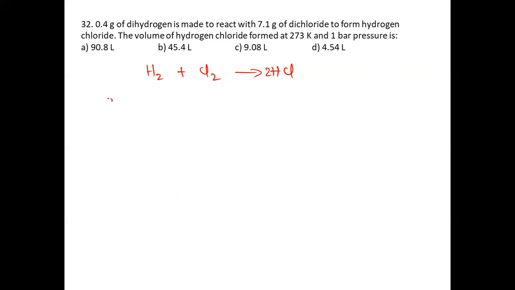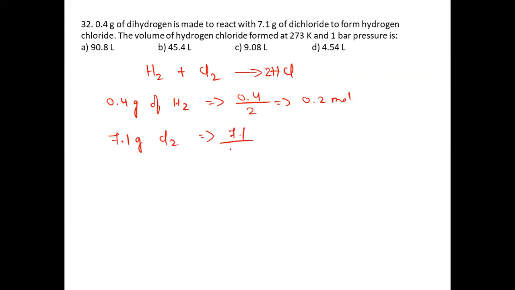Then according to the question, 0.4 gram of dihydrogen reacts with, let me calculate the moles of dihydrogen. It's 0.4 divided by the molar mass of hydrogen, which is 2. So 0.4 by 2 gives 0.2 mole. Wait, first we will calculate the limiting reagent among hydrogen and chlorine. I said oxygen, it's not oxygen, it's chlorine. So 7.1 gram of dichlorine is given. So 7.1 divided by the molar mass of the chlorine molecule, which is 71, gives 0.1 mole.